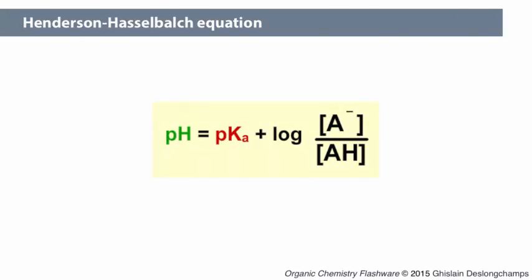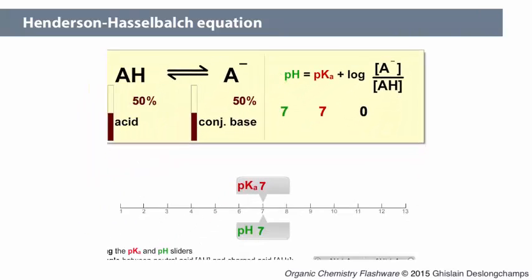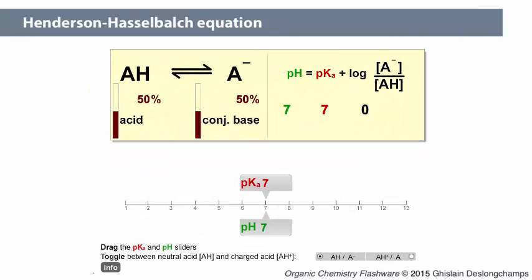The Henderson-Hasselbalch equation describes the relationship between pH and pKa. Professor Deslongchamps at the University of New Brunswick developed a simulation to help us understand this equation. You can access this simulation in the resources section of this site. The equation itself is at the top right. The bottom middle section has pH and pKa sliders. The top left shows the relative concentration of the acid and its conjugate base. We can change the form of the acid and conjugate base by using the toggle in the bottom right corner.